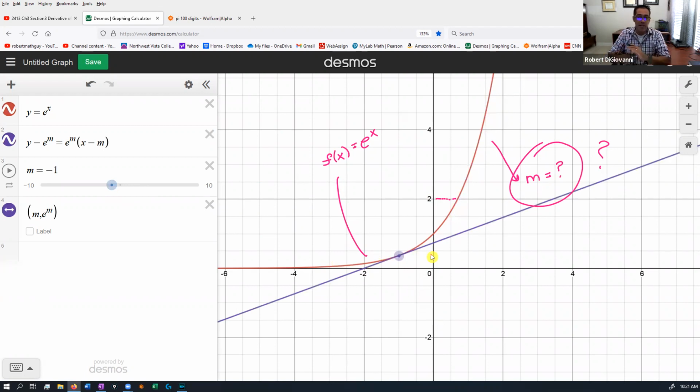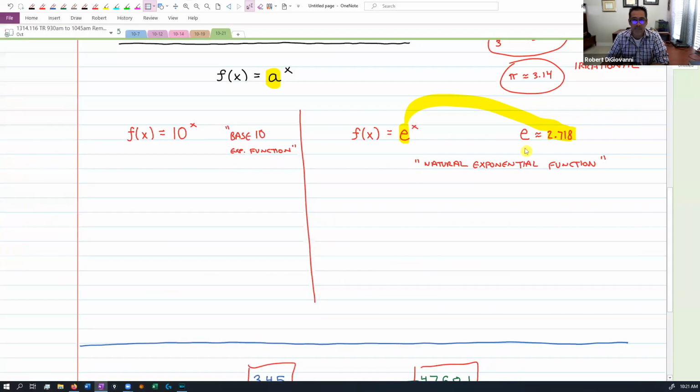e to the x is the only function that exists that has that property. There is no other function. It is the one. And we are not quite sure why it is the one, but it is. It just kind of naturally occurs that this is the function that behaves this way. So we call it the natural exponential function.